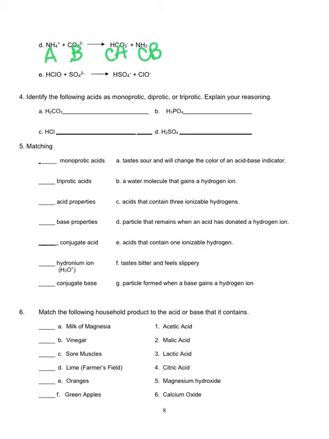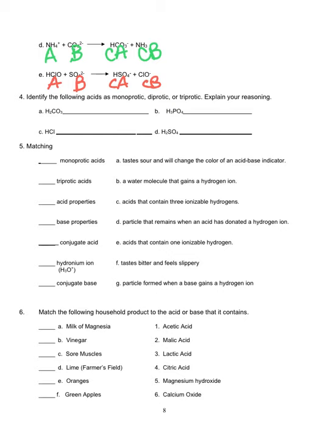Who loses the H? This guy right here. That means the other one's the base. HClO is the acid on this side. On the other side, it's just ClO. That means it's the conjugate base. And fill in your conjugate acid.